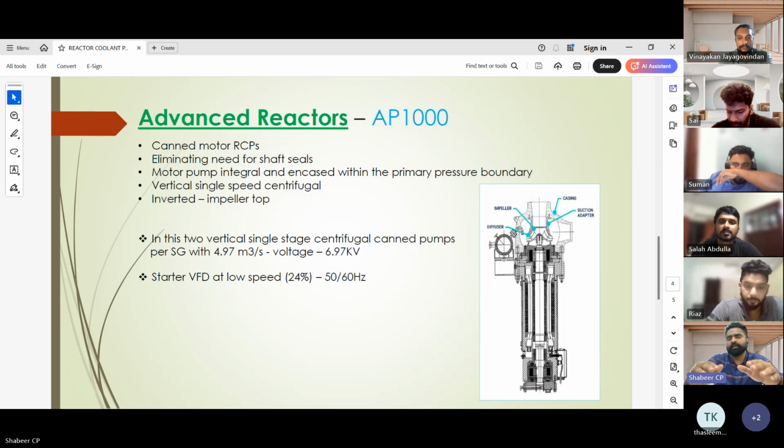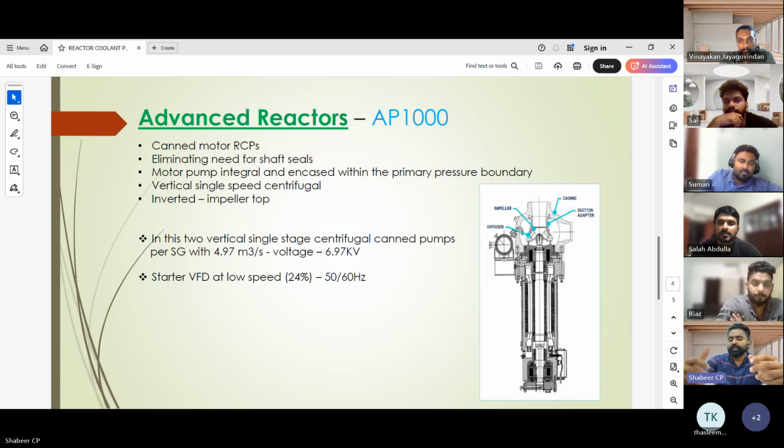I would like to concentrate on advanced reactors. Taking the example of the AP1000, there is an advanced type of RCP. The name is canned motor RCP. What is a canned motor RCP? It eliminates the need for a shaft seal.